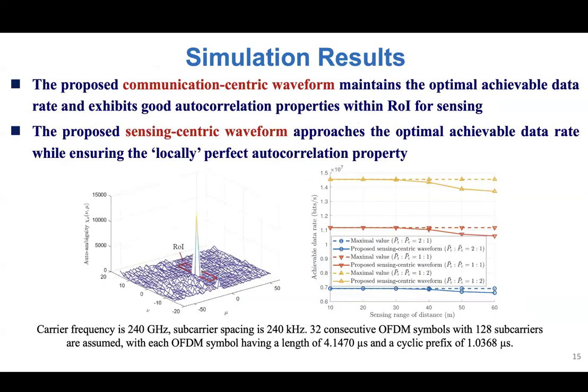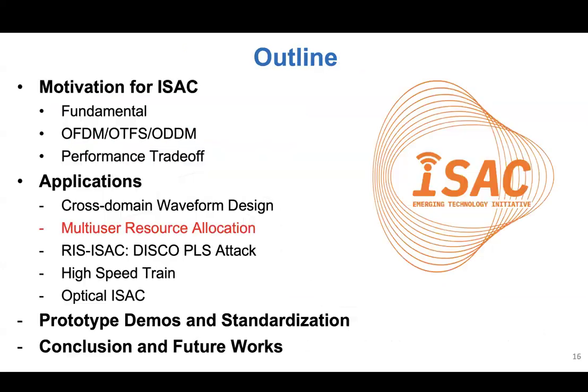And here, this is a region of interest. I want to concentrate my energy sharply inside the region of interest, and have less energy outside. In this case, my sensing in the delay Doppler domain is very sharp. But on the other hand, the achieved data rate for communication in the time frequency domain will be high. So this is basically a trade-off.